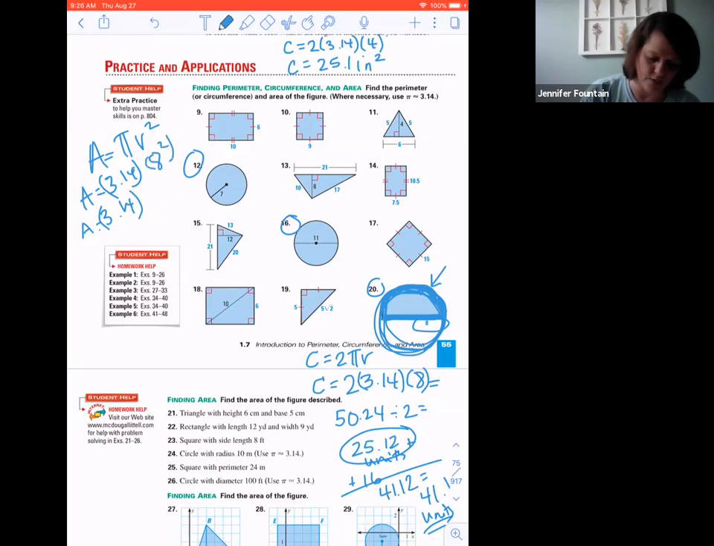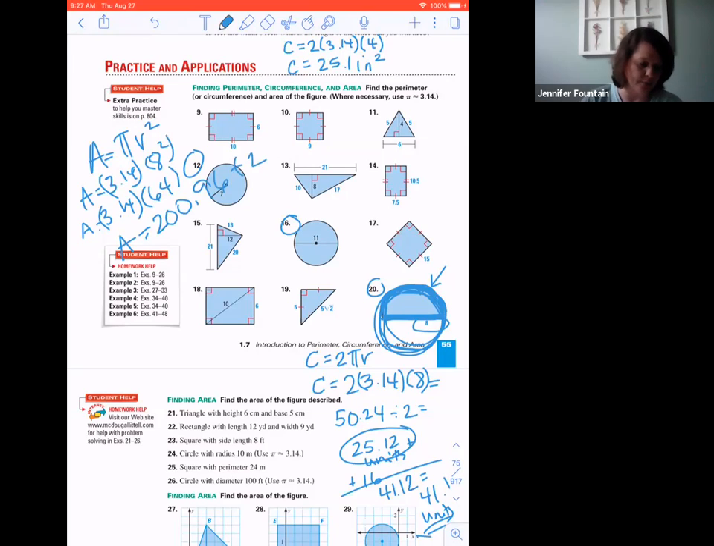8 squared. 64. Okay, so 3.14 times 64, but remember we're only talking about half of it, so that's 200.96. So we need to divide that by 2. And so our area ends up being 100.48, but again, we could round that to 100.5 square units.